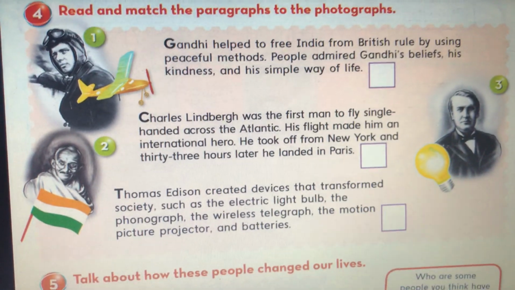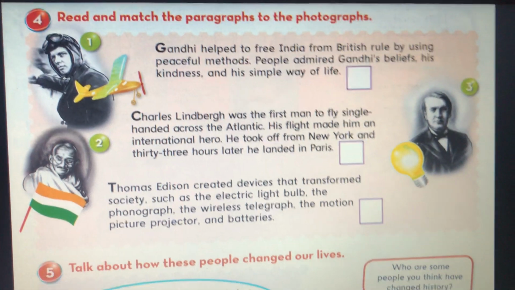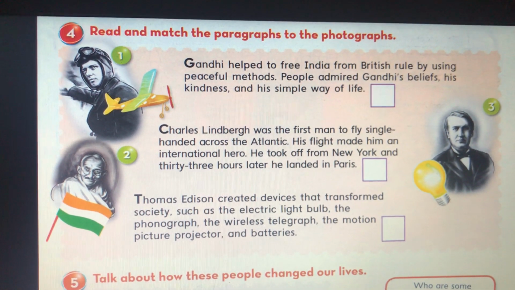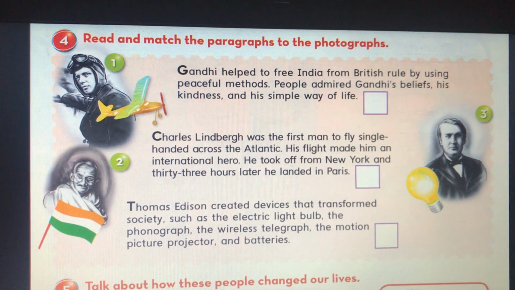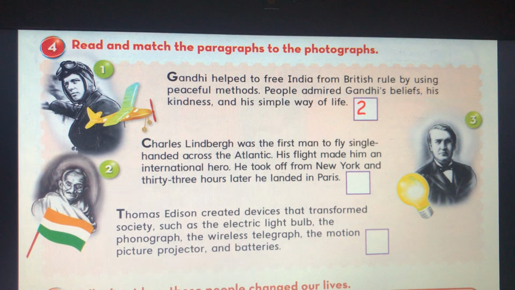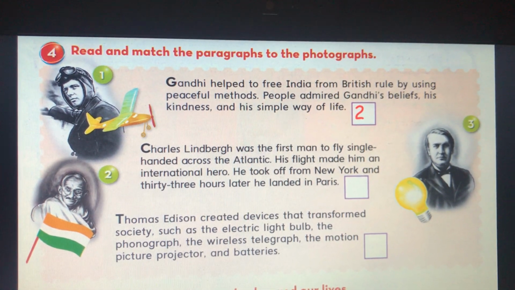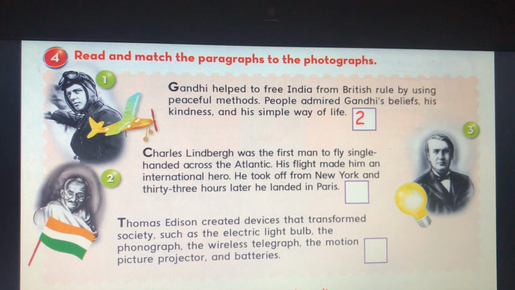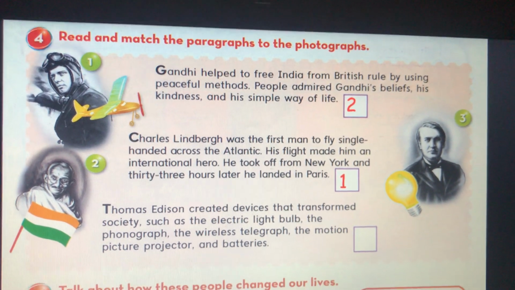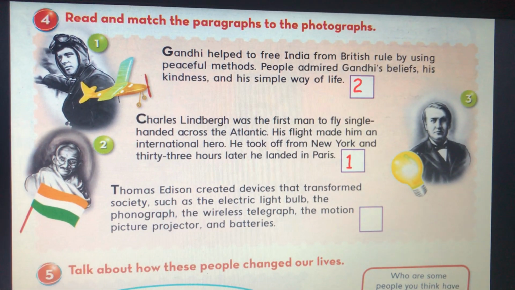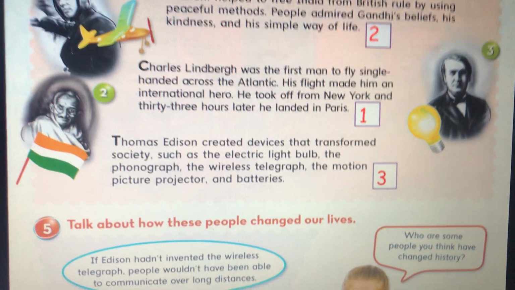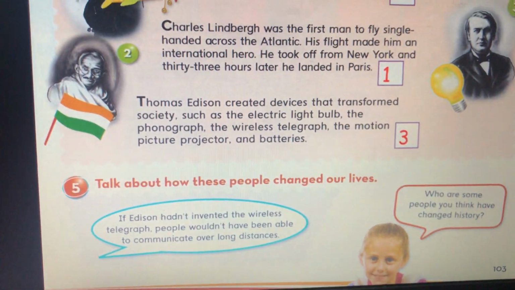Okay, I think you have matched them. They should be like this. Where is Gandhi? Yeah, it's number 2. And who is Charles Lindbergh? Yes, number 1. And what about Thomas Edison? Who is Thomas Edison? Yes, Thomas Edison is number 3. Let's move to the next.